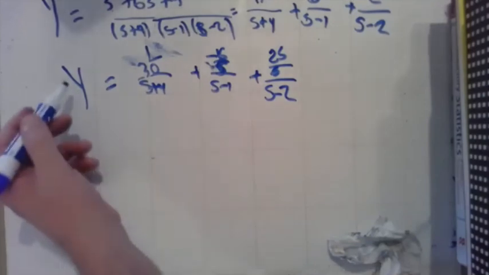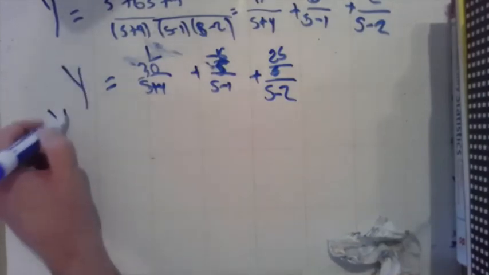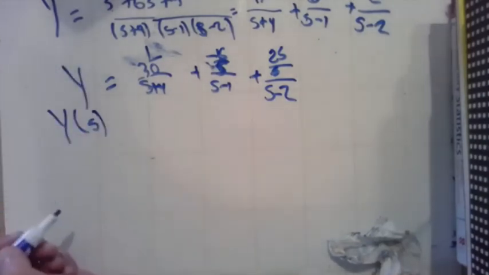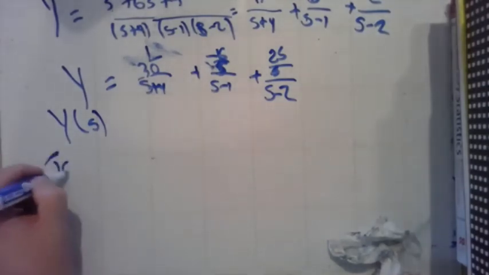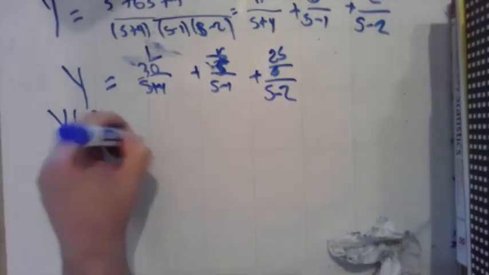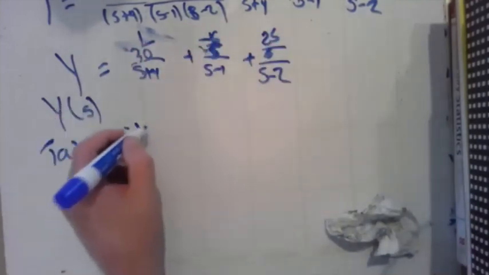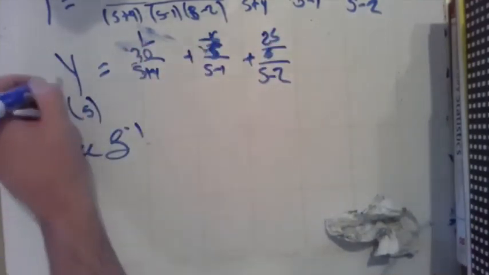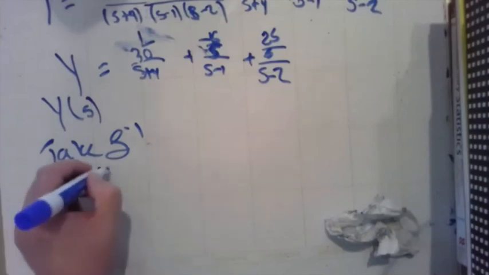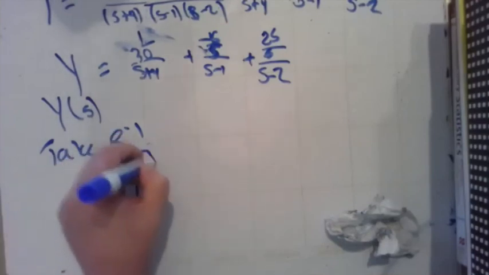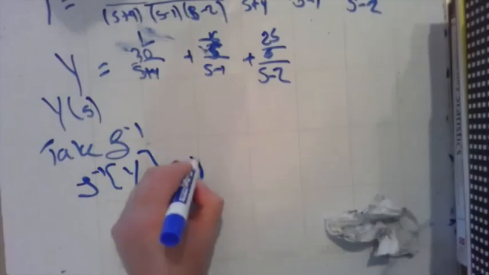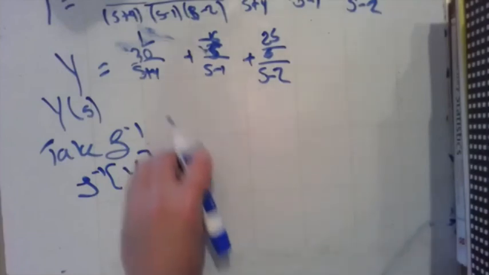Nobody asked me for Y. This is a function of s. I need to convert it back, go back to the t domain. So I take the inverse Laplace transform of both sides. And that's linear, so I can distribute. The inverse Laplace transform of capital Y is a little y, the function I'm after. That's my goal. That's what I was trying to get.